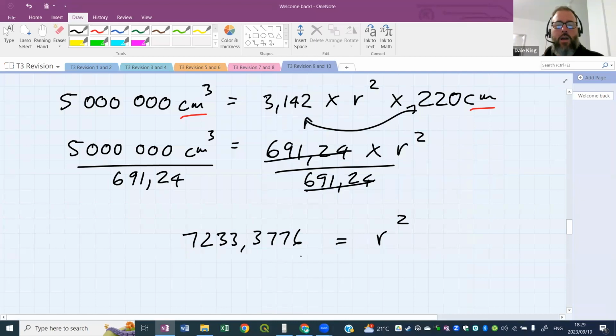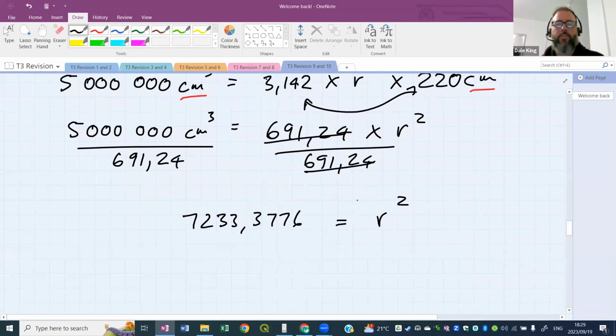All right, Ben, what do I do now? You'd round it off, so it'd be 7233,38. Okay, and that's the radius. But careful, this radius still has a power of 2 on it. We've got to get rid of that power of 2. So what's the inverse of the power of 2? Square root. Yes, it's the square root. So the square root and the power of 2 cancel each other out. But what you do on the right-hand side, you've got to do on the left-hand side.